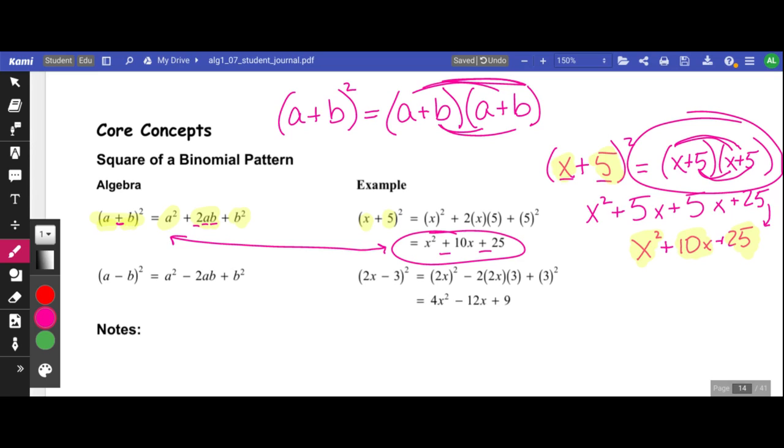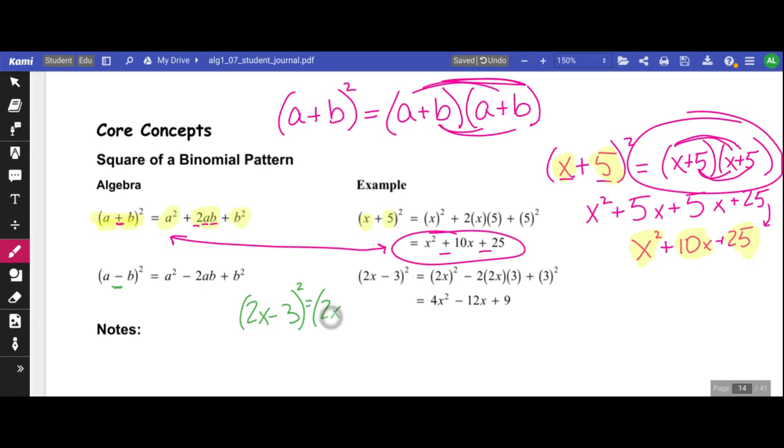Next one, almost the same exact idea, except now we're subtracting. I've got this minus sign here, so let's see how that changes this a little bit. Exact same idea. 2x minus 3 squared means 2x minus 3 times 2x minus 3. That's what that means when you see that exponent there on the outside.